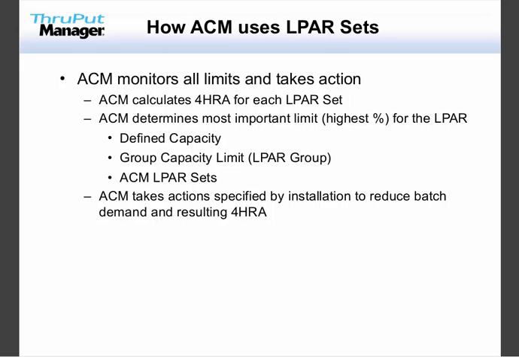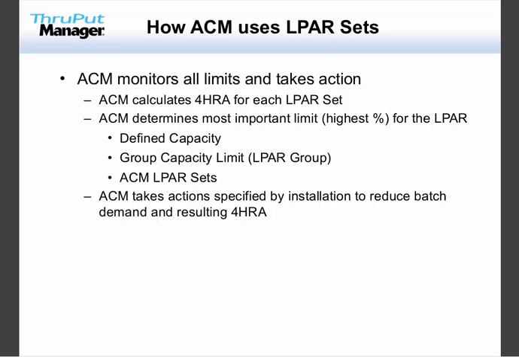The highest percentage is considered to be the most important. The installation specifies which batch workloads are to be constrained, as John talked about, and how they are to be constrained at each of the 5 different percentage levels of the 4-hour rolling average. The main idea is that as the percentage rises, more work should be held back. ACM uses the highest percentage across all the limits to determine which level of constraint should be applied to batch. For example, if one LPAR set is at 50% of its limit and another LPAR set is at 95% of its limit, ACM will use the 95% value.